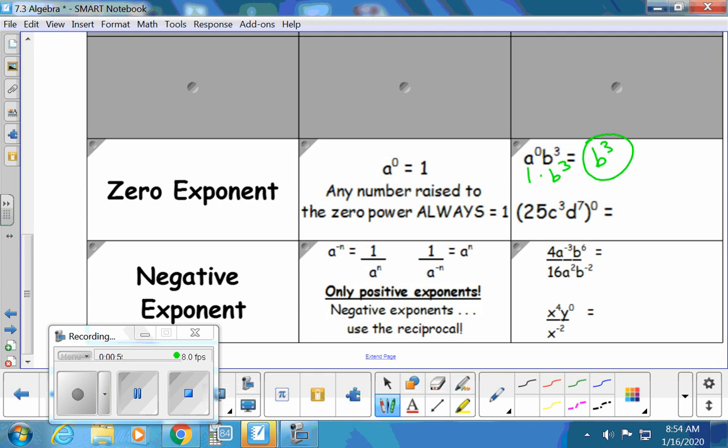And then on this one, everything gets raised to the 0 power. The 25 gets raised to the 0 power. The c cubed gets raised to the 0 power. And the d to the 7th gets raised to the 0 power. What do you think it would be?